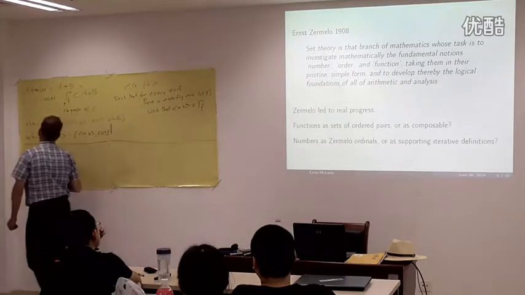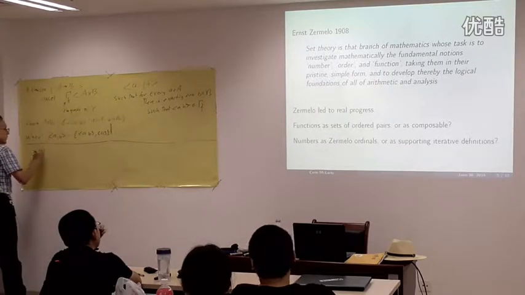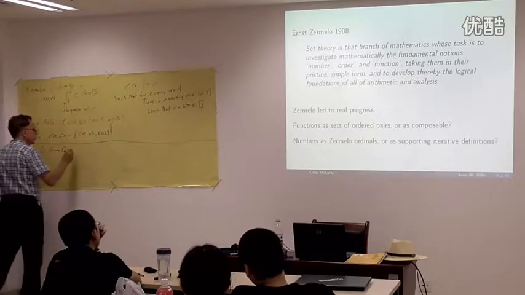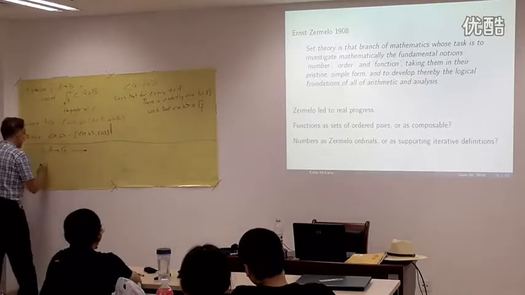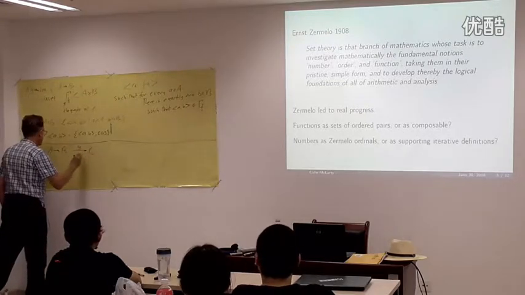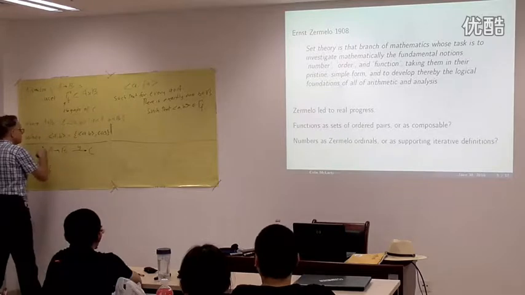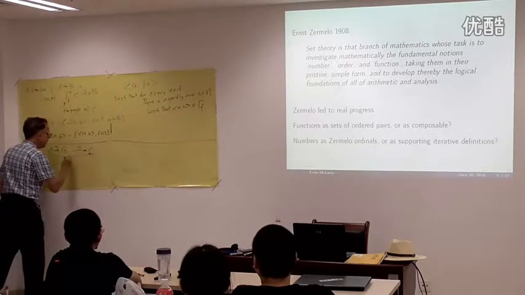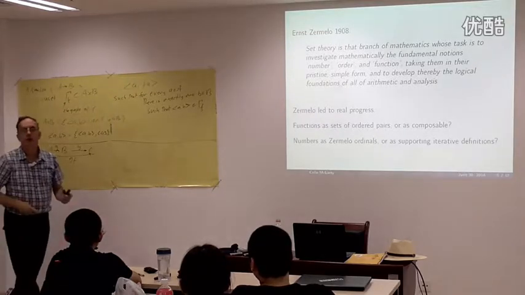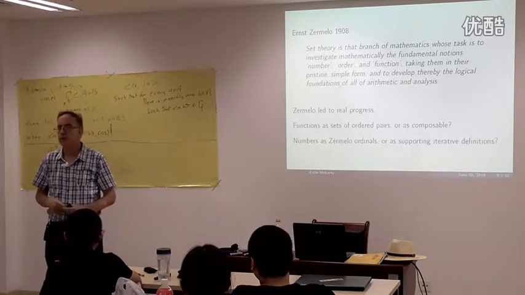Our candidate for the pristine simple form of function is that functions, first of all, there are identity functions, and functions that match up have composites. That's what we say is a pristine simple form of function. You know how to compose them. You know they have identity functions. That's our definition of a function.